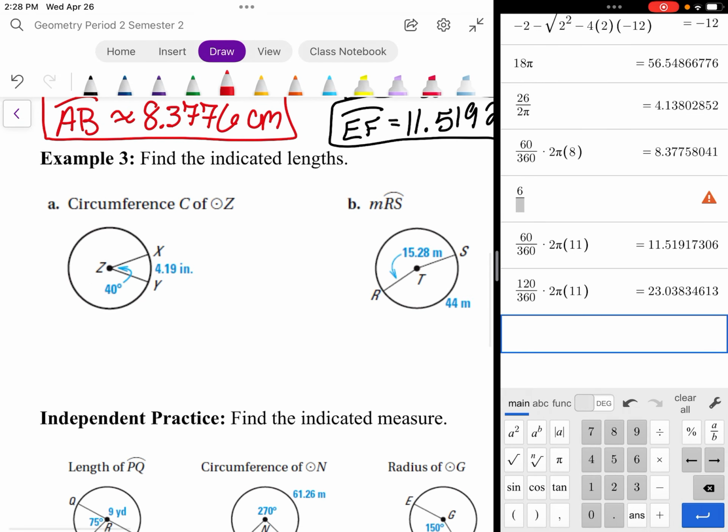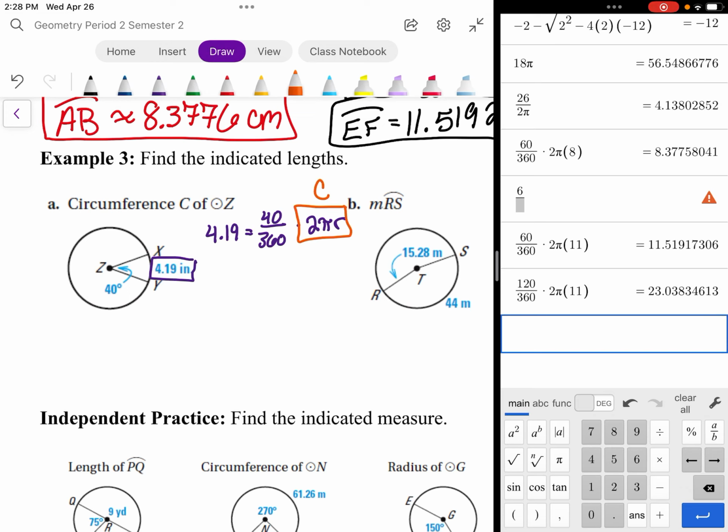Okay. So then if we look at this, they want us to find the circumference of C for the circle. And they are giving us the length of the arc that we are working with. So we know that the length 4.19 is equal to the fraction of the circle we're using, 40 over 360 times 2 pi r.